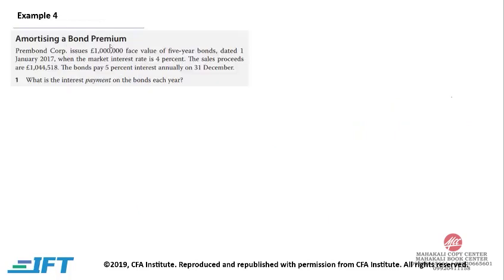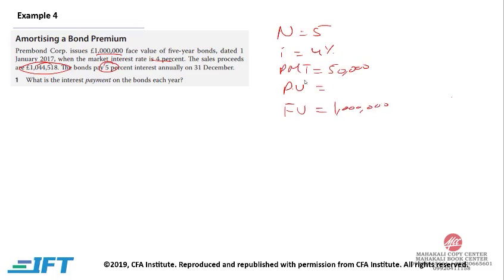Example 4, amortizing a bond premium. Prem Bond Corp issued $1 million face value of 5-year bond. The market interest rate was 4%. The sale proceeds was $1.044518 million. So N equals 5, interest rate equals 4%, PMT 50,000 because the coupon rate is 5%, future value equals 1 million. So if we calculate the present value, we are going to get $1.044518 million. What is the interest payment on the bonds each year?